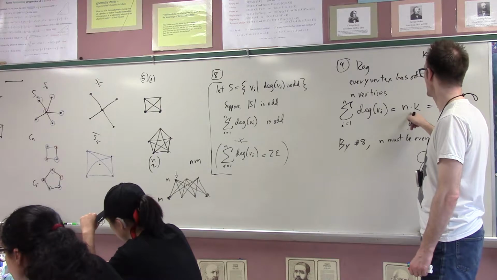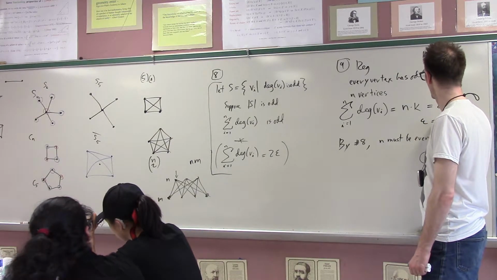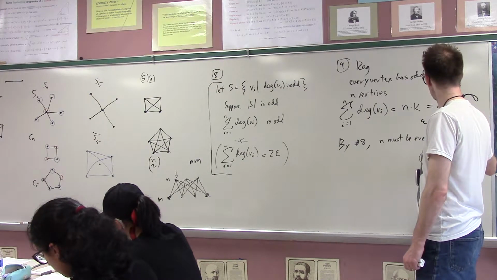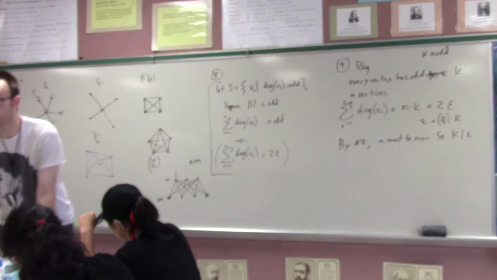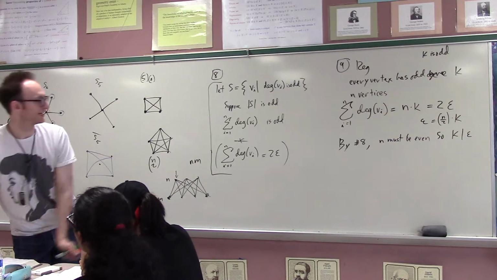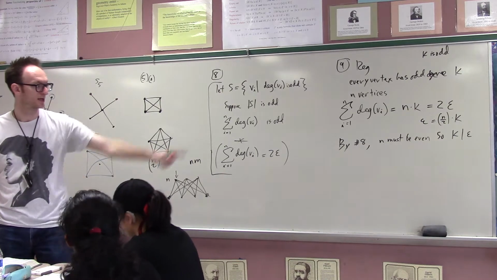Since n times k is 2 epsilon, then epsilon is n over 2, which we know to be an integer times k. So k indeed does divide the number of edges. How are we doing? Some good math going on here. Notice how everything's coming up? It's just counting and combinatorial reasoning and number theory.